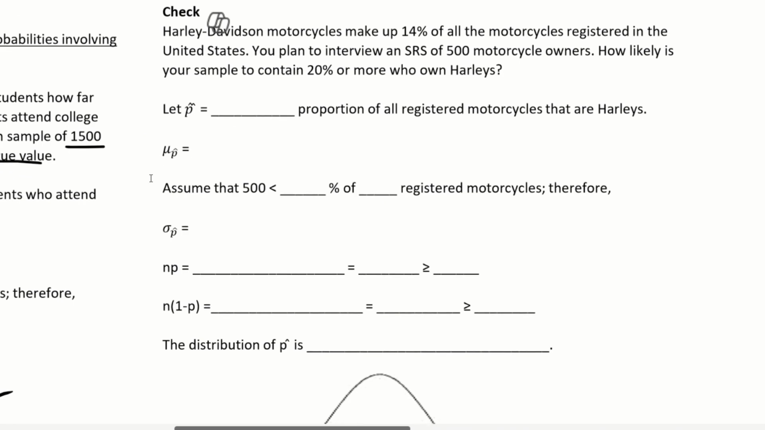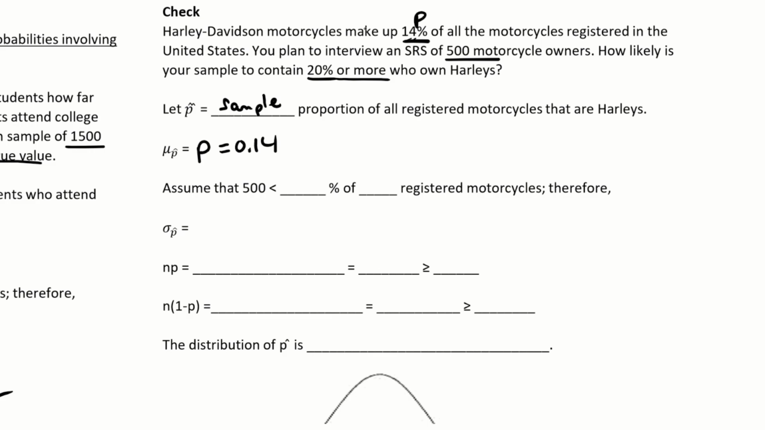All right, so let's go and take a look at it. Harley-Davidson motorcycles make up 14% of all motorcycles registered in the United States. You plan to review a simple random sample of 500 motorcycle owners. How likely is it to contain 20% or more who own Harleys? So we're going to say p hat is the sample proportion of those who own Harleys, of all the registered ones. And so mu p hat is equal to p, which is 0.14. Okay, so that's my p.